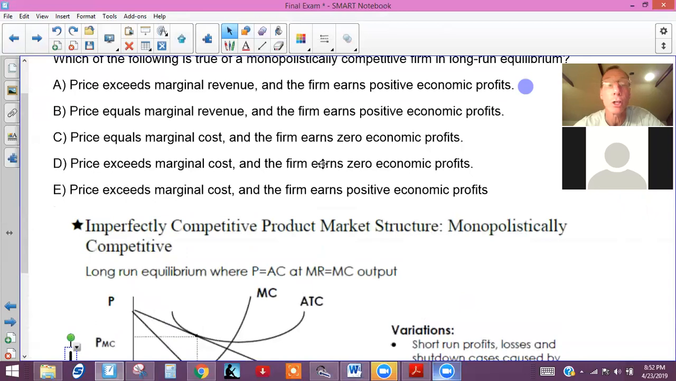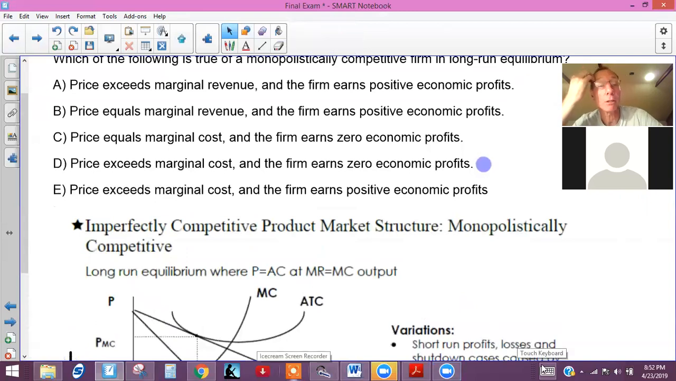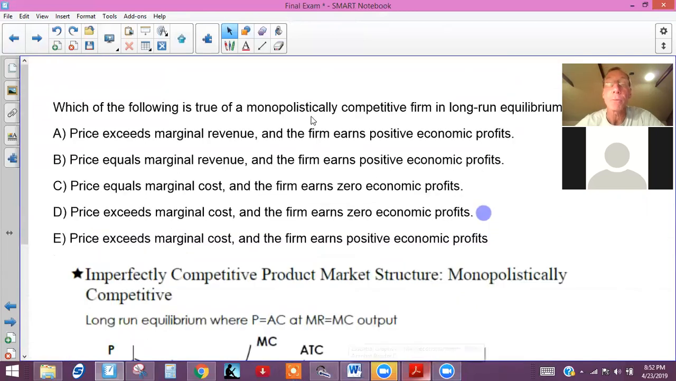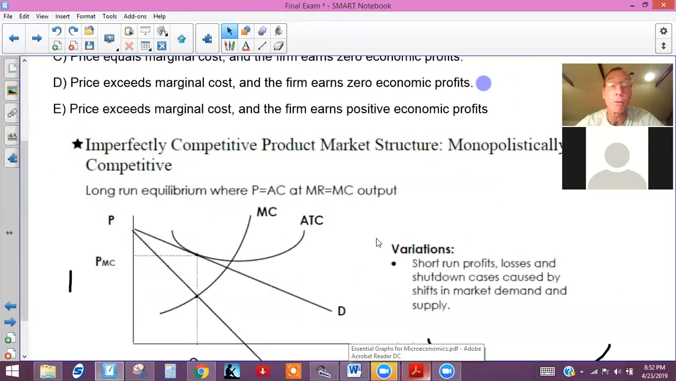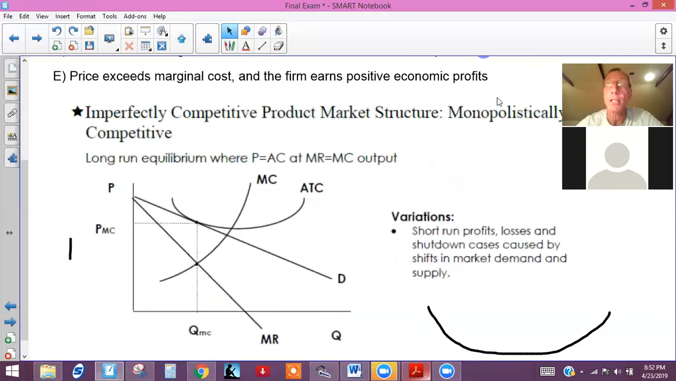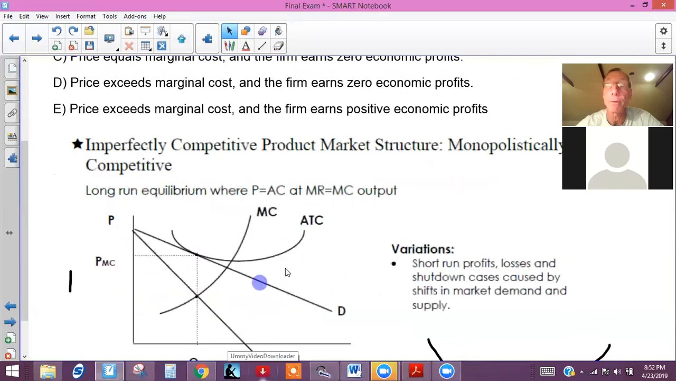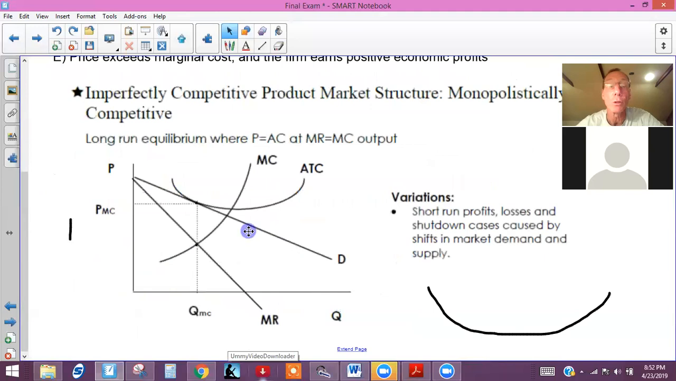Okay, so why does the price exceed the marginal cost? Is the answer D? The answer is D. Absolutely. The price is going to be over marginal cost, and the firm is going to be earning zero economic profits if it's in long run equilibrium. So D reflects what we're seeing right here. This is a monopolistically competitive firm in long run equilibrium right there.